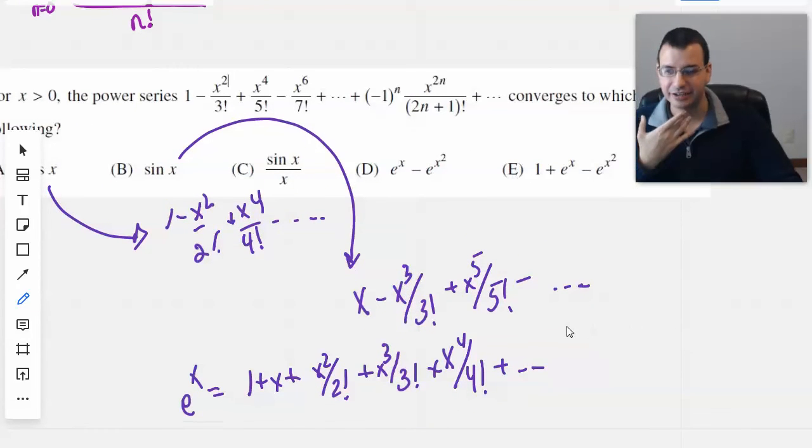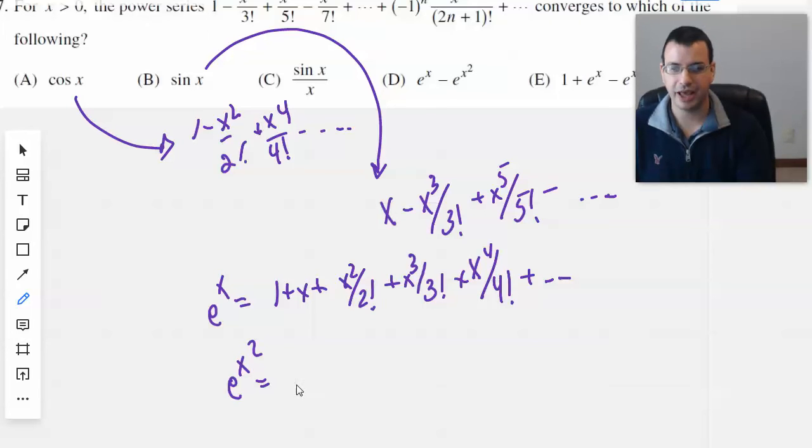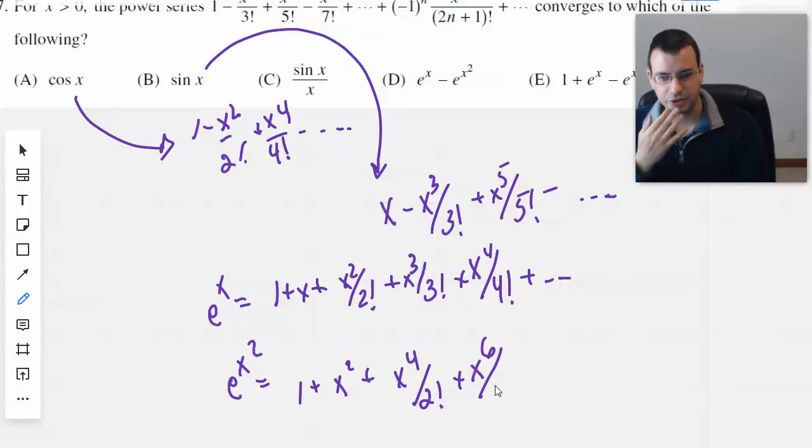Man, that's convincing. So e to the x squared would be, basically, putting x squared in for x. So you have 1 plus x squared plus x to the 4th over 2 factorial. But then 4 factorial minus 2 factorial isn't quite right. Man, that is confusing. I did not expect that. Okay.